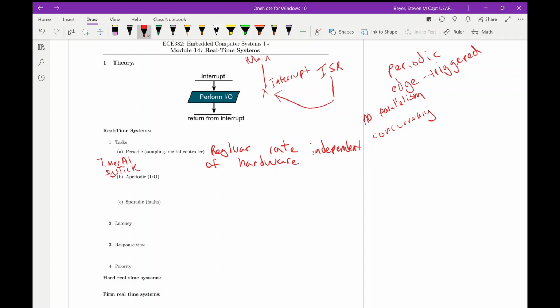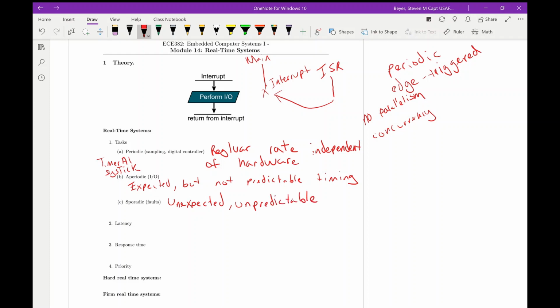Aperiodic, expected, so this is where we're looking for input or output, but it's not predictable timing. So this is our bump sensors. We know at some point potentially we could run into a wall and a bump could occur. But we don't know when that's going to happen. So it's expected but not predictable. Sporadic is unexpected, so something went wrong that we weren't ready for, and it's also unpredictable.